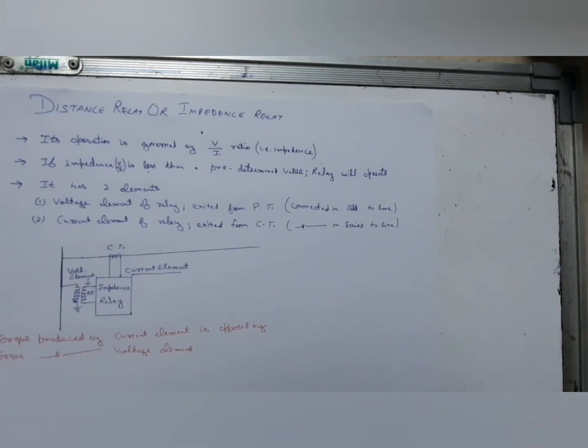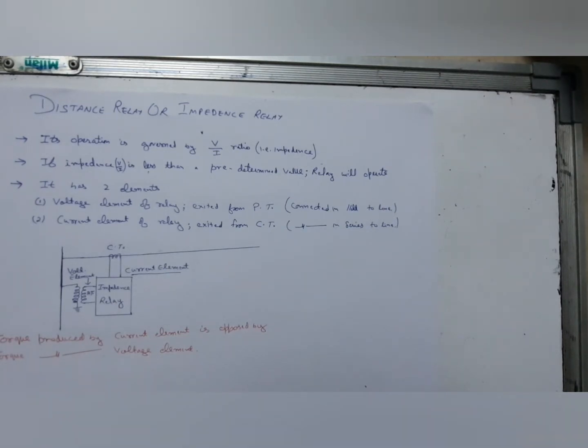Why we call it an impedance relay is because its operation is governed by the impedance, that is the ratio of V by I. If the impedance is less than any predetermined value for which the relay is set, the relay will operate.